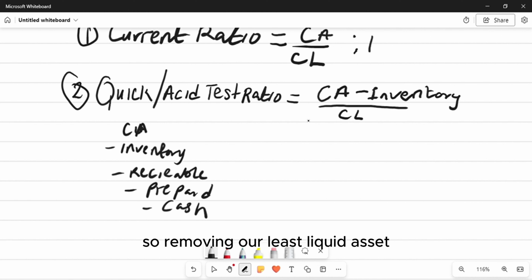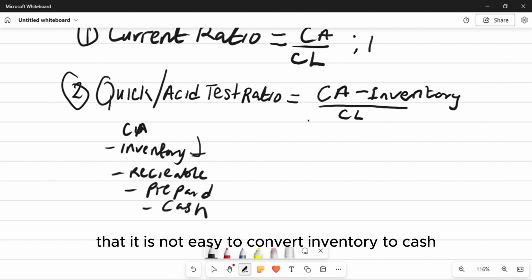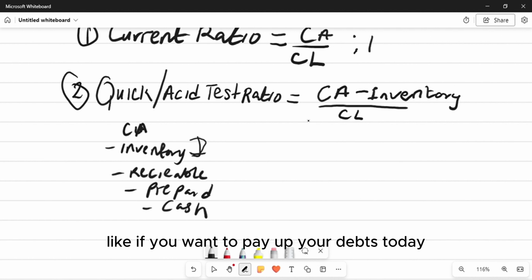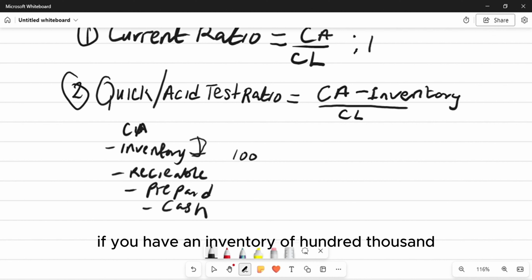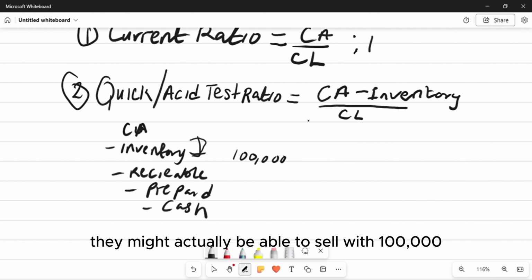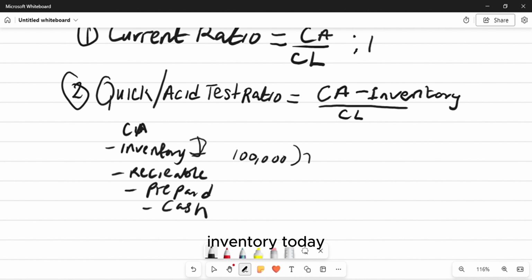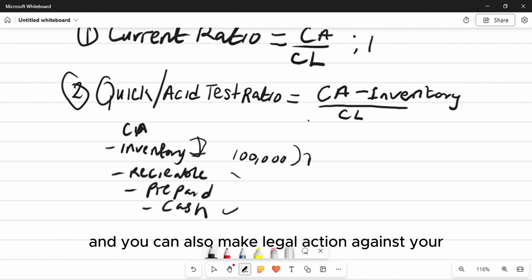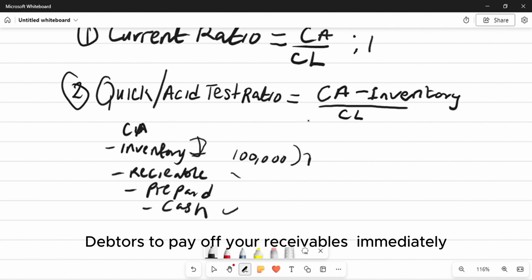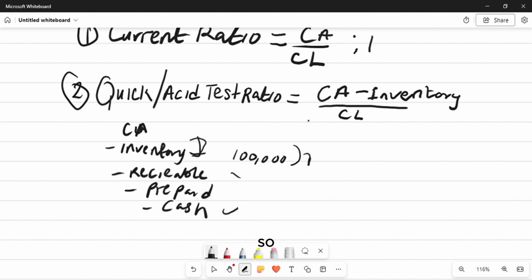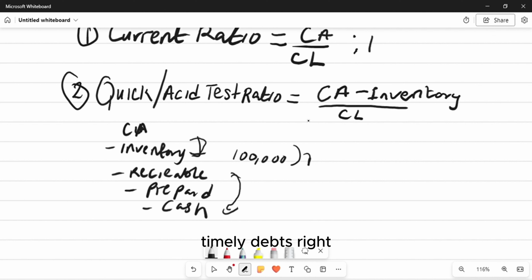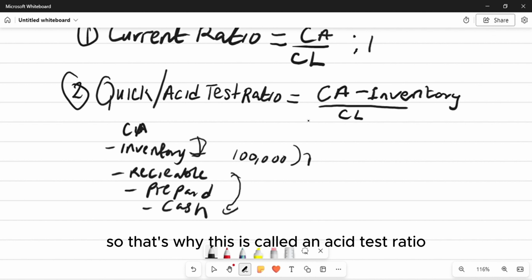So we remove our least liquid assets, because you know that it is not easy to convert inventory to cash quickly. If you want to pay up your debts today and you have an inventory of 100,000, there's no guarantee that you will be able to sell that 100,000 inventory today, whereas cash is enough to pay up that debt. And you can also take legal action against your debtors to pay up your receivables immediately. So these are the most liquid assets that can be used to pay timely debts, right? That's why this is called an acid test ratio.